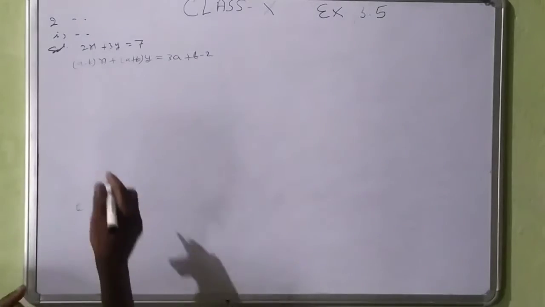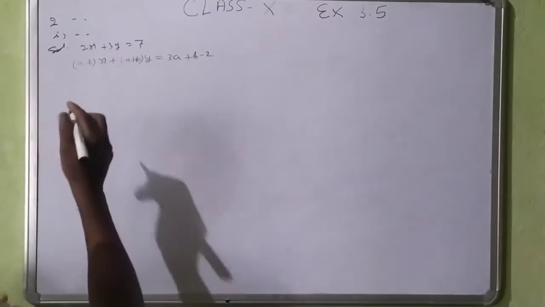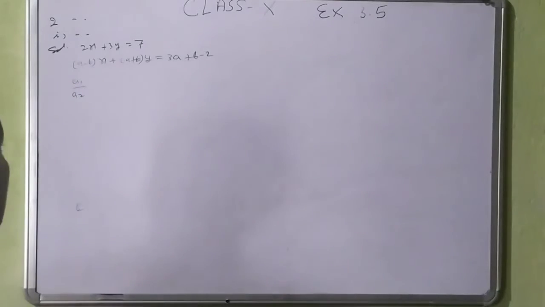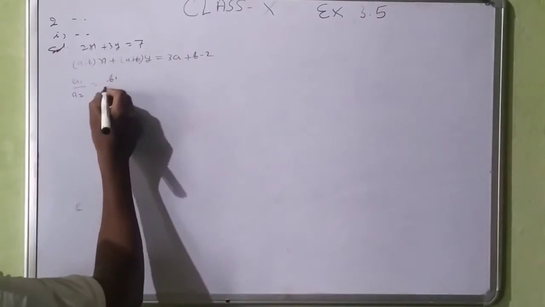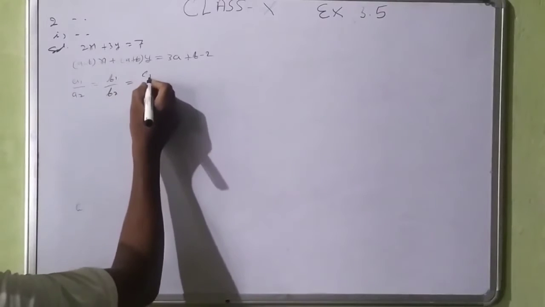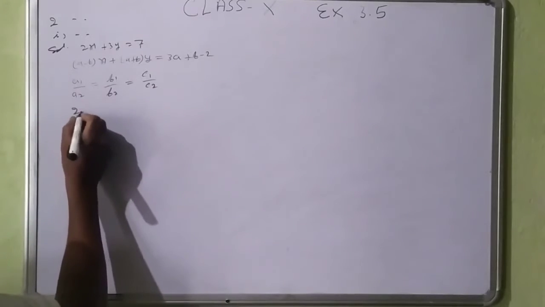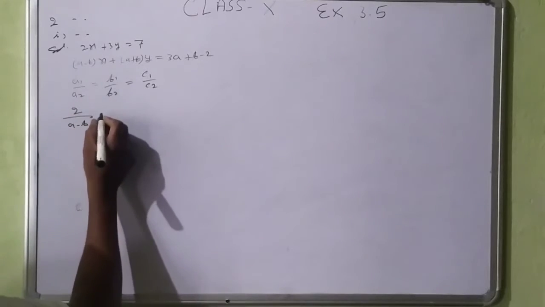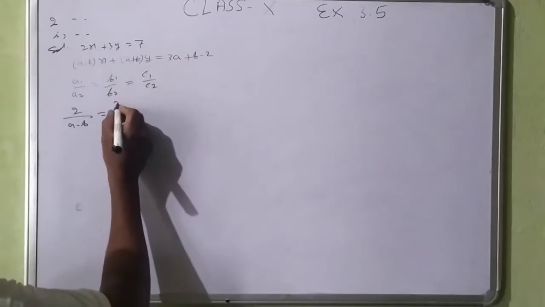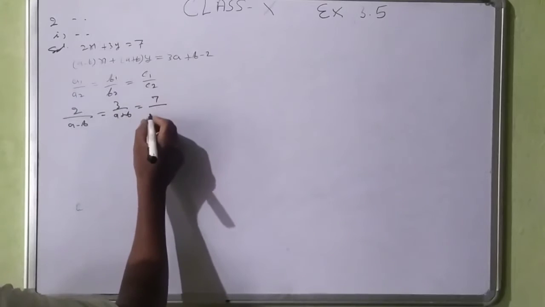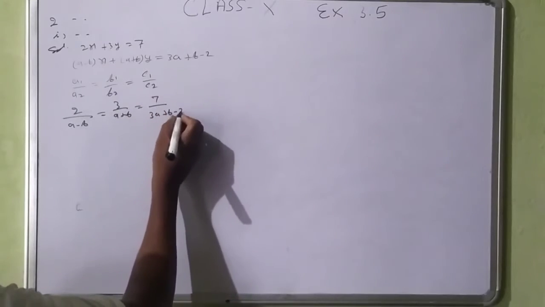So a1 upon a2 is equal to b1 upon b2 is equal to c1 upon c2. This is the infinitely many solutions condition. Now 2 upon a minus b is equal to 3 upon a plus b is equal to 7 upon 3a plus b minus 2.